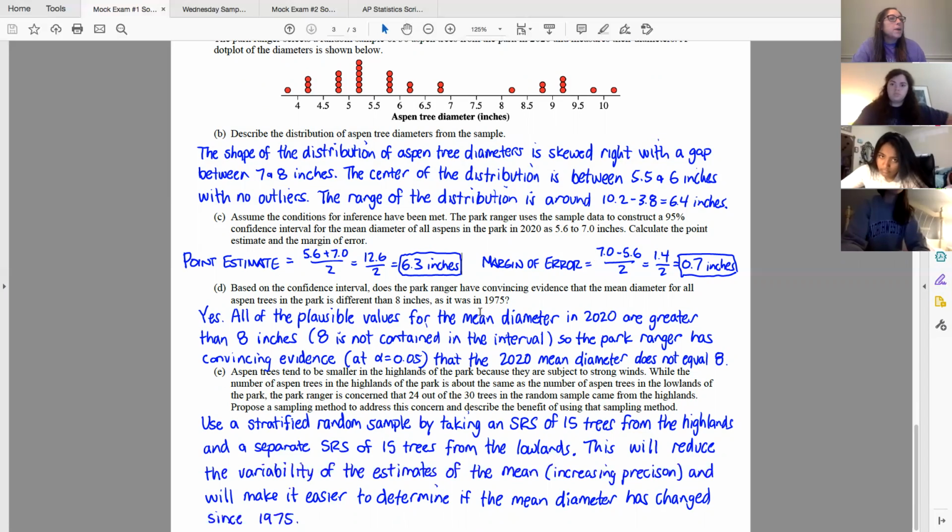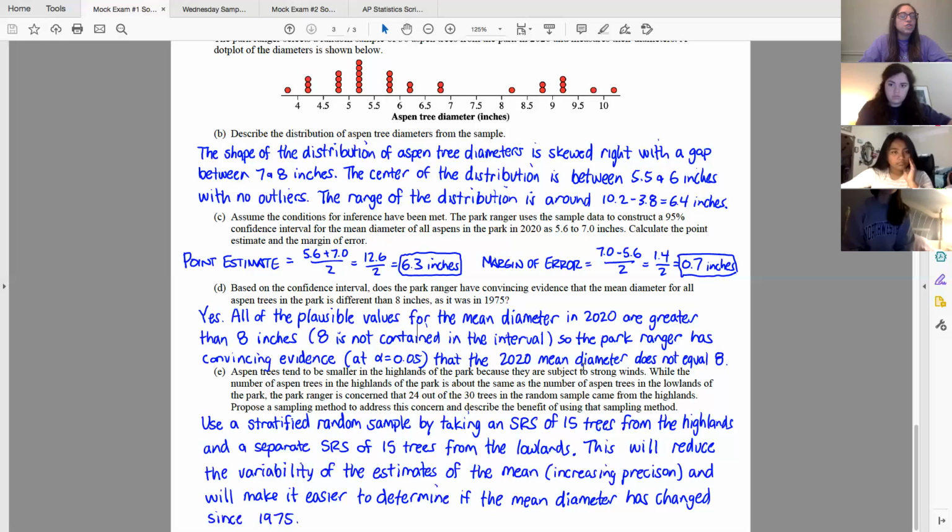Based on the confidence interval, does the park ranger have convincing evidence that it's different than 8 inches? You're looking for 8 inside your interval. So 8 is not contained in there. 8 is not contained in the interval, so the park ranger has convincing evidence that the mean does not equal 8. And I made a little script page for you guys, so I put that in there as well.